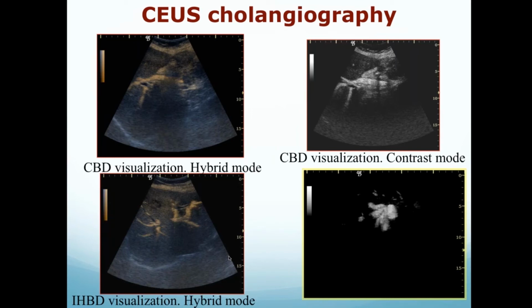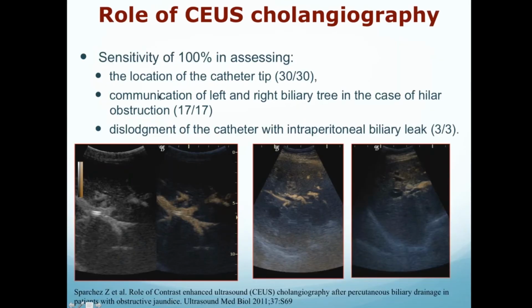Regarding CEUS cholangiography, you see it during percutaneous biliary drainage. We can inject also SonoVue and we have a very good cholangiography which is comparable with the radiographic cholangiography. We see very well the intrahepatic and also the extrahepatic bile ducts. We can see where the catheter is inside, and we can also demonstrate if you have a communication from the catheter to the biliary system.